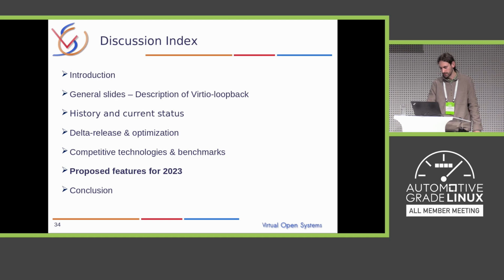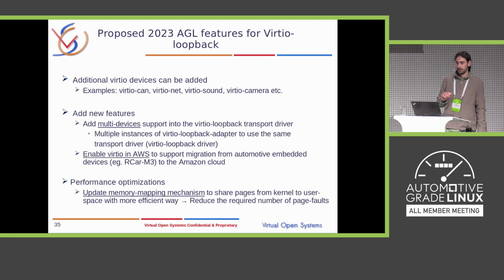Proposed features for AGL 2023. The first proposal is to add additional Virtio devices into this design. For example, Virtio CAN, Virtio Net, sound, camera, and more automotive related devices. Additionally, to have more features, for example, multi-queue device support, which means that multiple instances of the user space adapter application can use the same transport driver for multiple devices. You can have Virtio Net, Virtio RNG, Virtio input at the same time without needing different drivers.